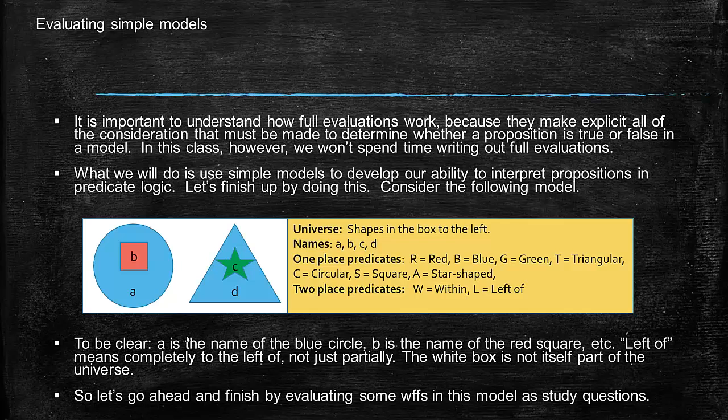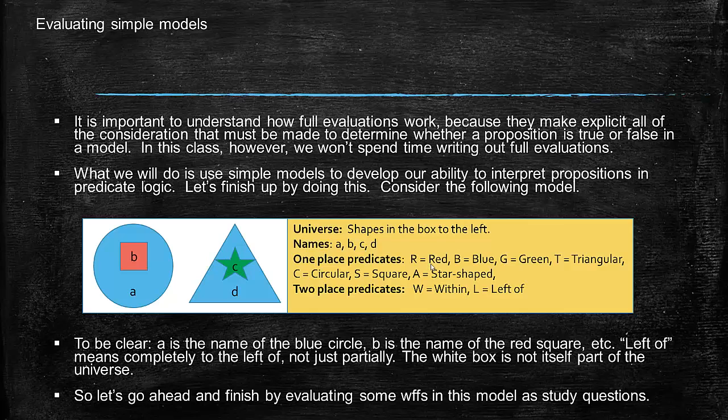So what we'll do for the remainder of this video is work on a simple model, which I've drawn right here. So this is a universe. The universe is defined as shapes in the box to the left. Now, the box itself is not part of the universe. It's just these shapes. So A is the name of the blue circle. B is the name of the red square. D is the name of the blue triangle. And C is the name of the green star.